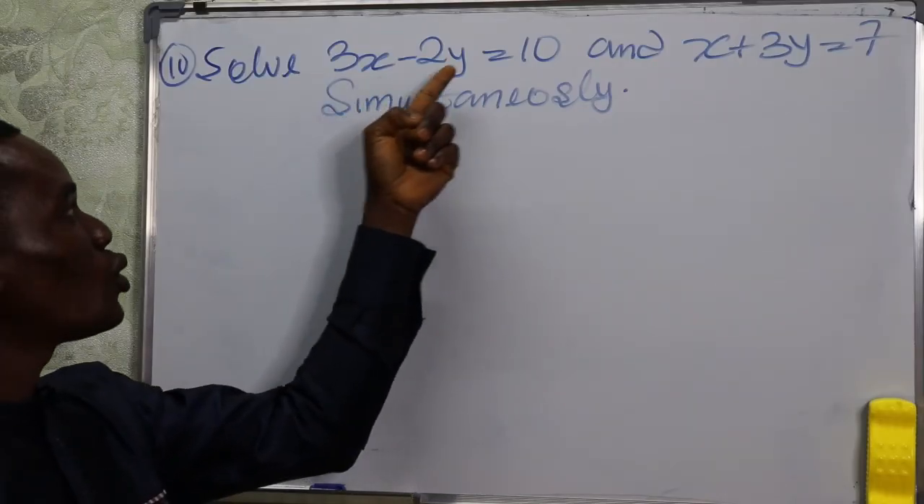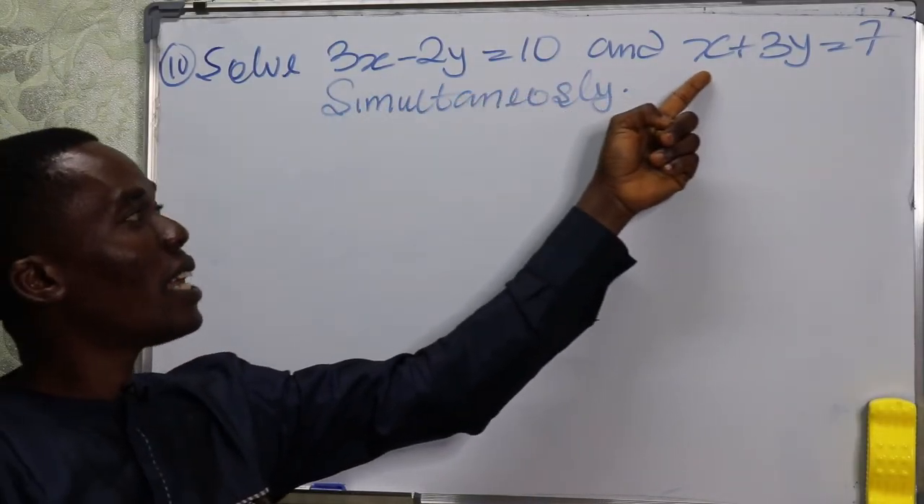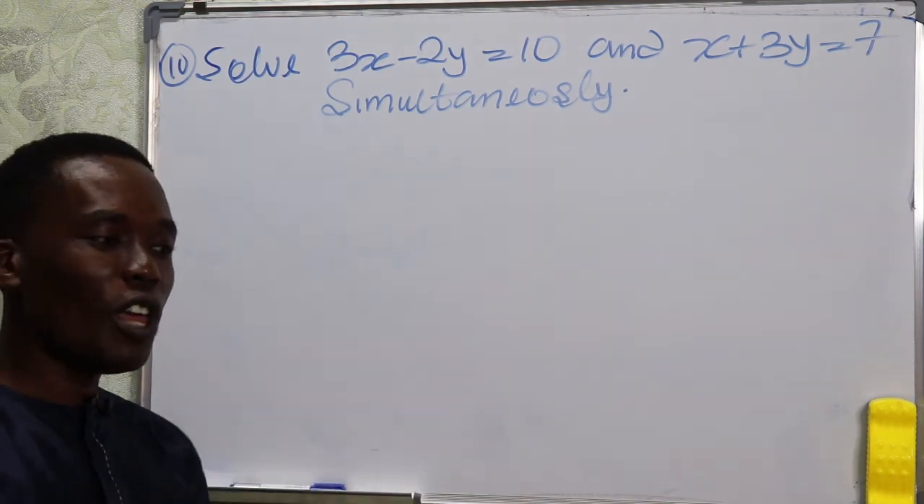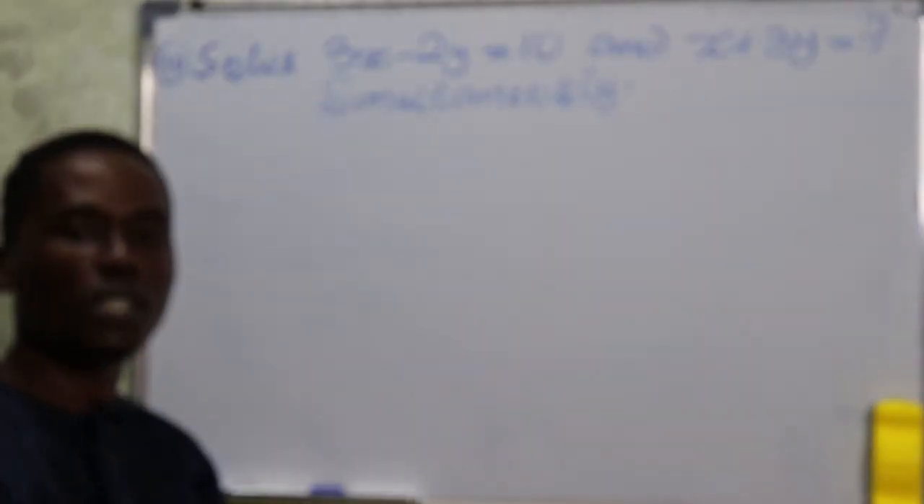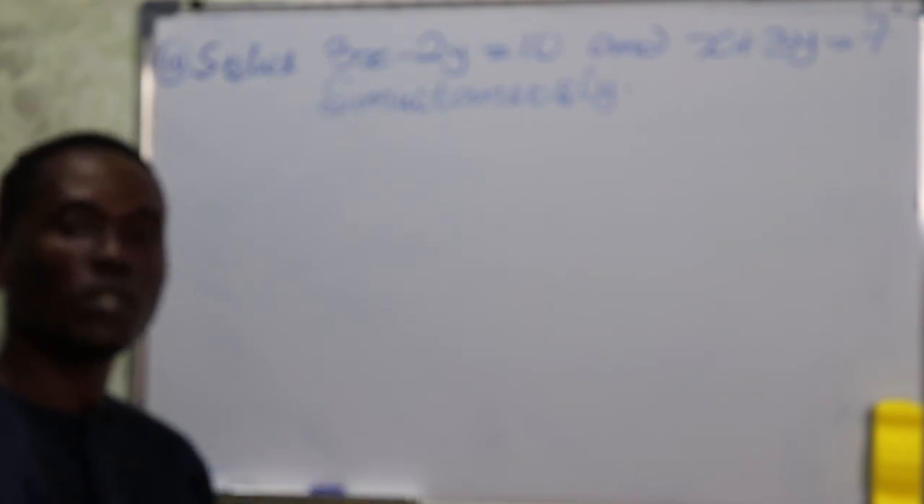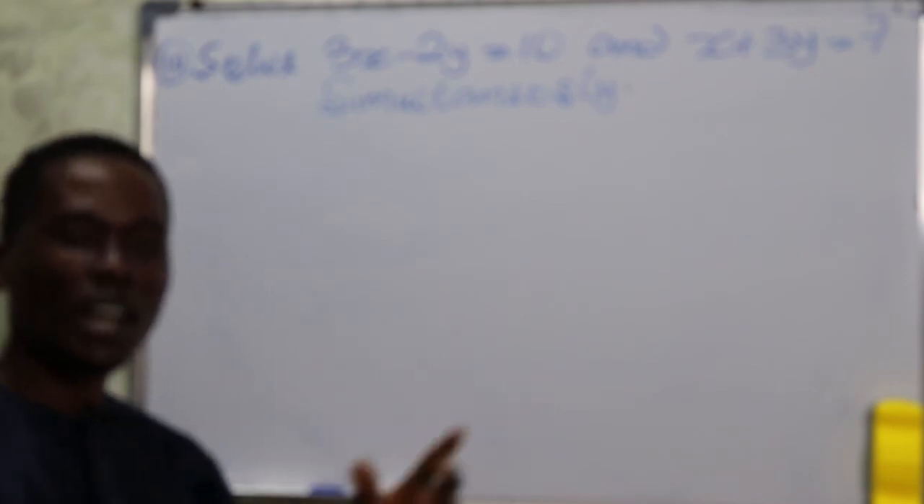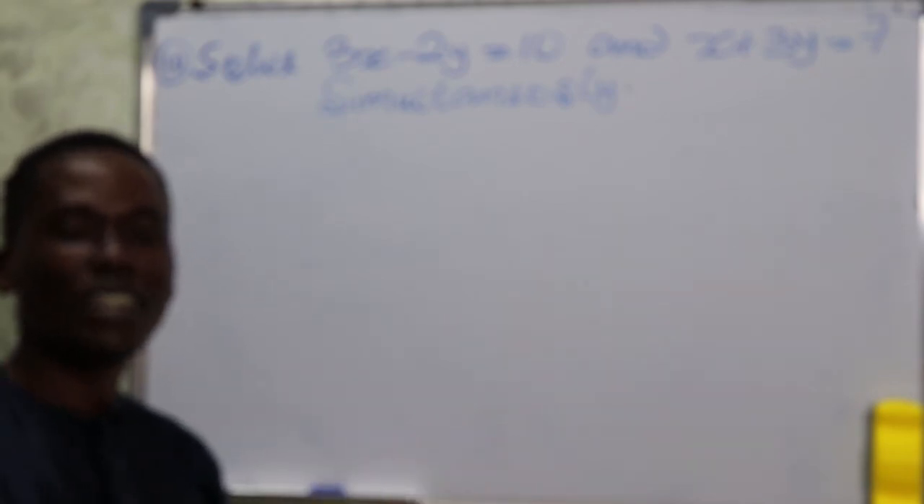Solve 3x minus 2y equals 10 and x plus 2y equals 7 simultaneously. Now, if you have read or studied very hard, you'll come to find out that we have 3 methods of solving simultaneous equations: the substitution method, the elimination method, and the solution using Cramer's rule, which is more like matrices and determinants, if you can do that. I did it in one of our full-blown videos, which I want you to go and find out. The video is under determinants and matrices.